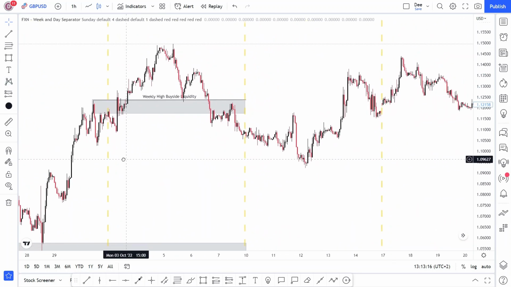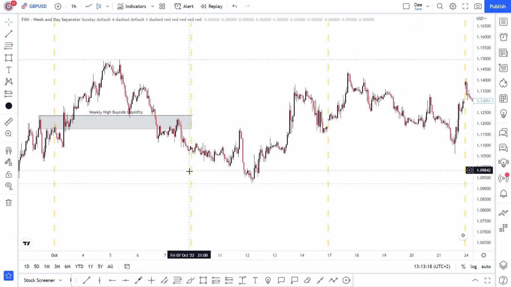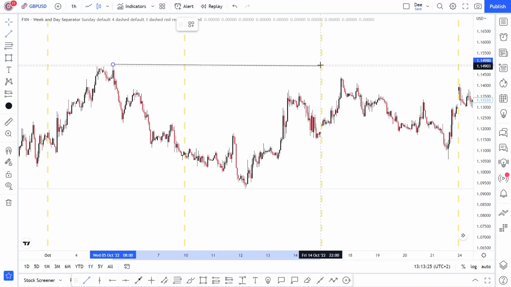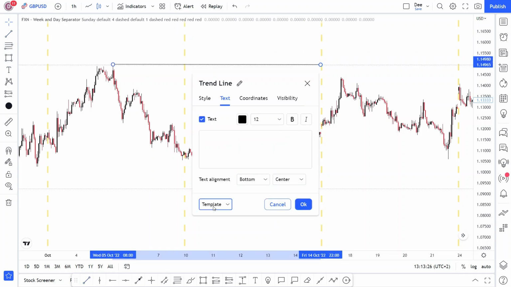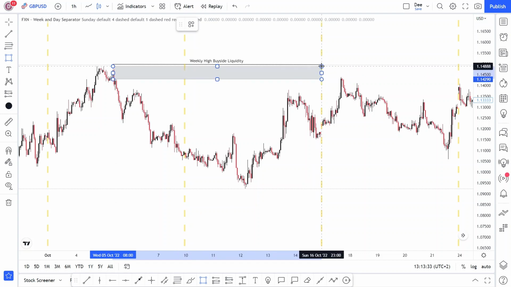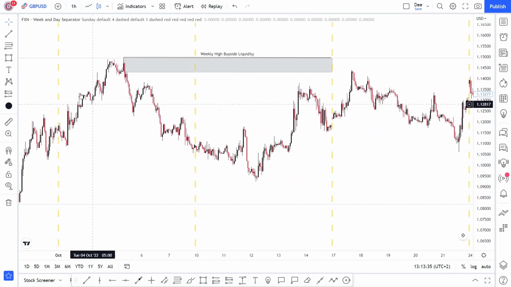And now going into the new week, if you are trading this week, you remove all the markings. Now you draw your previous weekly highs and lows. This was my previous high, and this was the resistance, and this was my previous low.